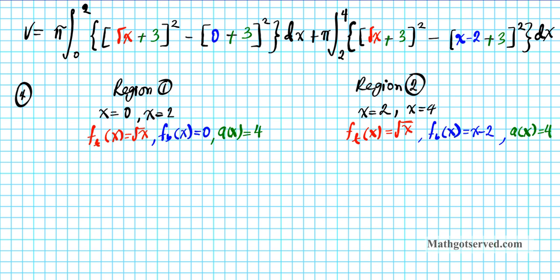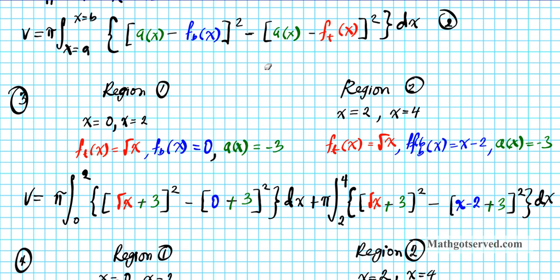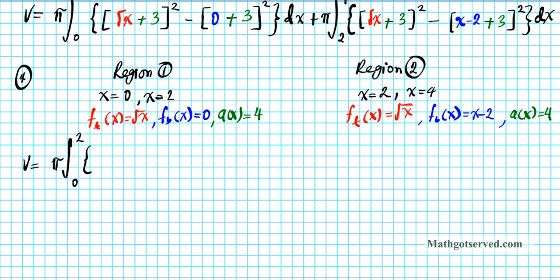So now let's go ahead and apply it. We're going to have the volume, pi. Now we're going to start with region 1, from 0 to 2. The formula says we have to go axis of rotation minus the function on the bottom. So that's what we're using. Axis of rotation is 4 minus the function on the bottom. What's the function on the bottom? 0. That's the radius of the outer disk, pi r squared, minus area of the inner disk: axis of rotation again, 4 minus the function at the top. Function at the top is root x. That's r, pi r squared. So square that. Close your integrand, dx.